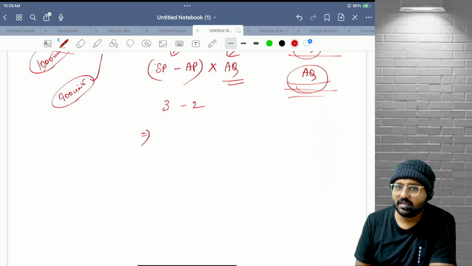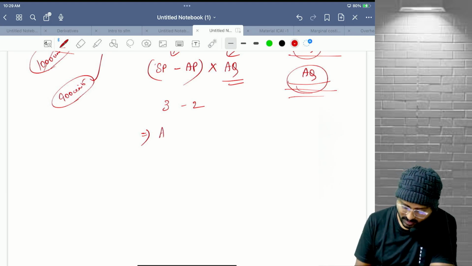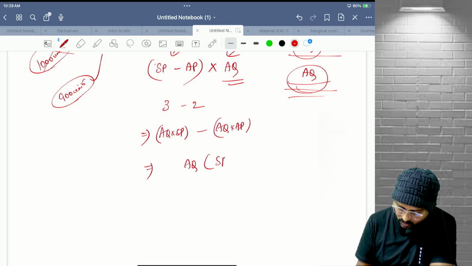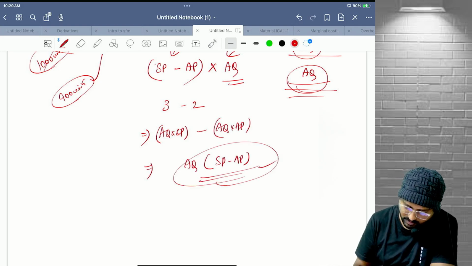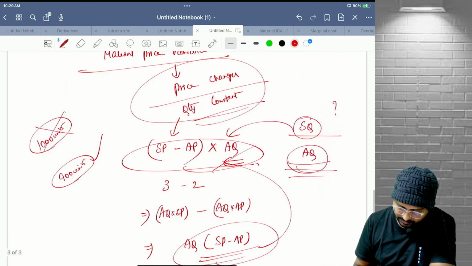What is 3? You should remember, Nana. How many times have we seen the formula already? What is 3? AQ into SP. What is 2? Right. What is common here? AQ into what? SP minus AP. That's what we have got here. Correct? Right? Chalo, moving on.